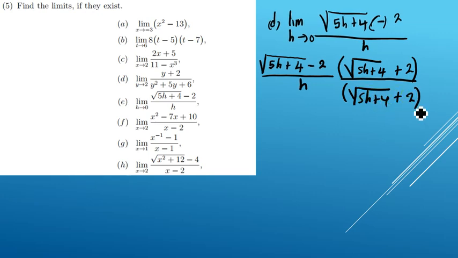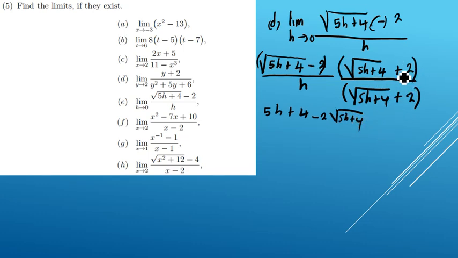Plus 2. Of course, this square root and this square root are going to cancel when you multiply, and you're going to get 5h plus 4, then negative 2 multiplied by root of 5h plus 4 is going to be negative 2 root of 5h plus 4.